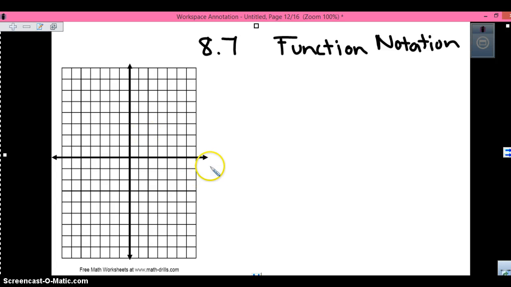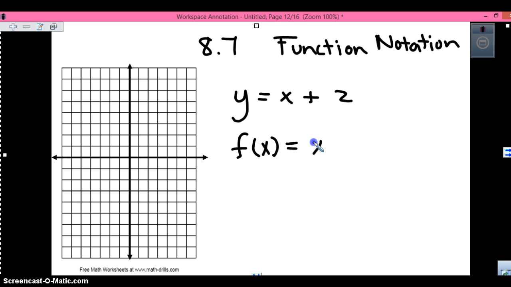Today we're talking about function notation. When you use an equation to represent a function, it is often convenient to give the function a name such as f or g. For instance, the function y equals x plus 2 can be written in function notation as f of x equals x plus 2. So let's take a look at this.